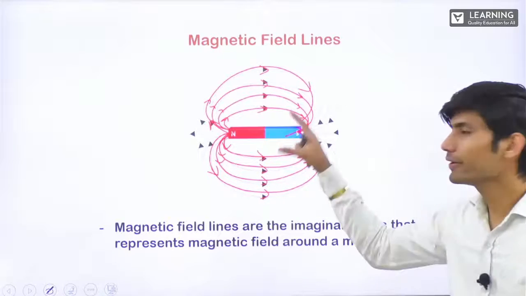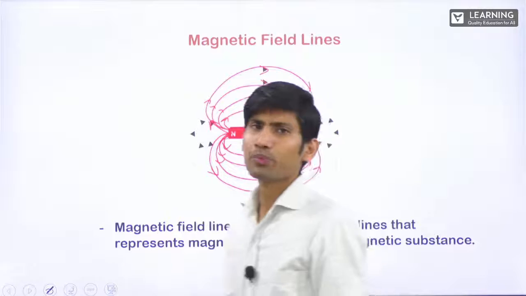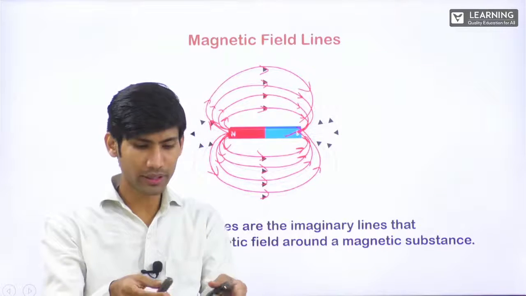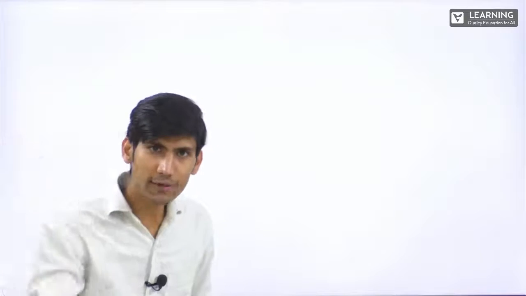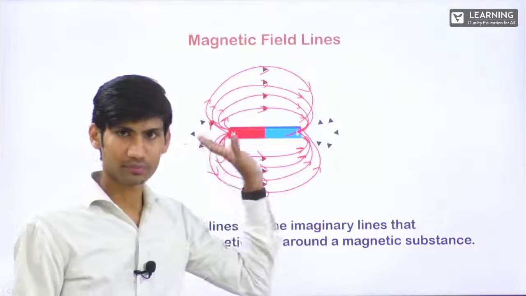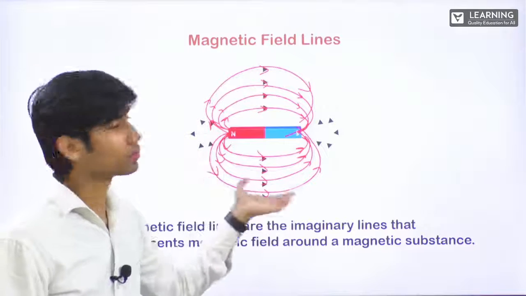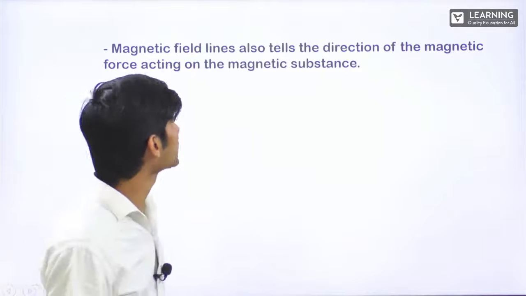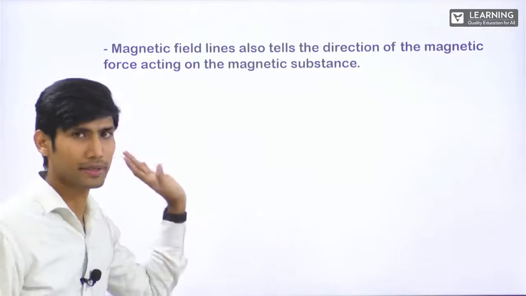First of all, we got to know about magnetic field by bringing any other ferromagnetic substance near to it. The moment we bring it near, it will attract. We don't even have to push it. With that, we got to know there is some field around it. How did we get to know the direction of it? I'll tell you how you can get to know the direction. Magnetic field lines also tell the direction of the magnetic force acting on the magnetic substance.